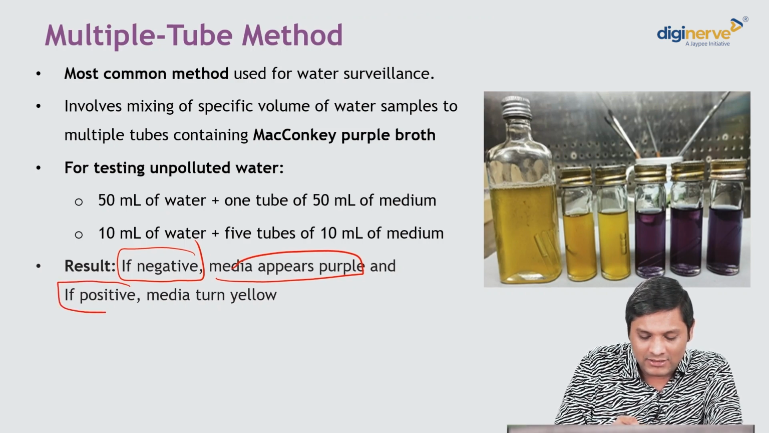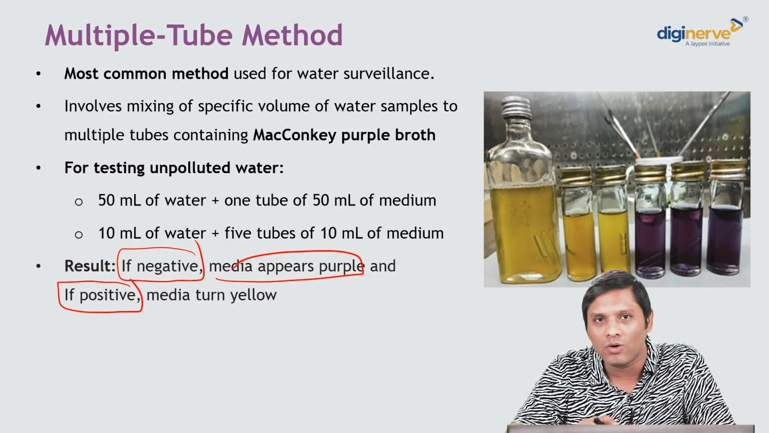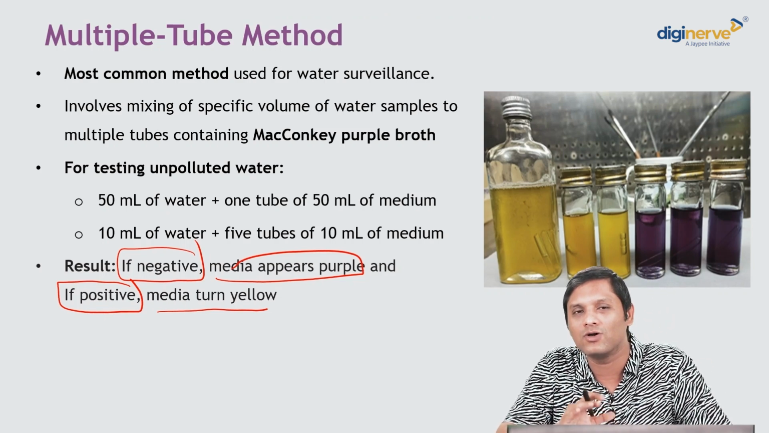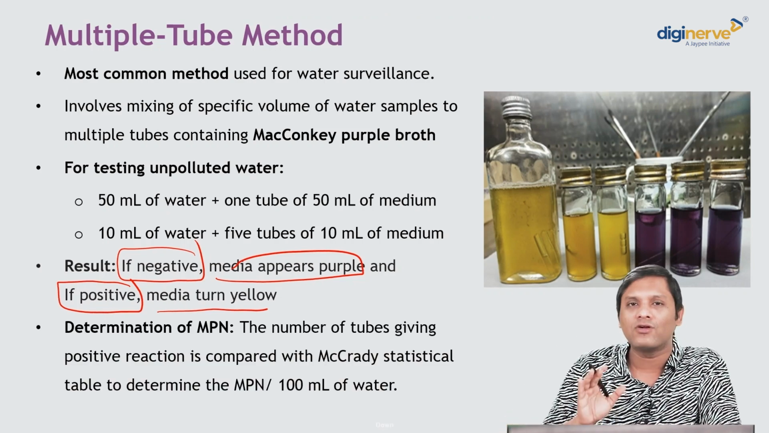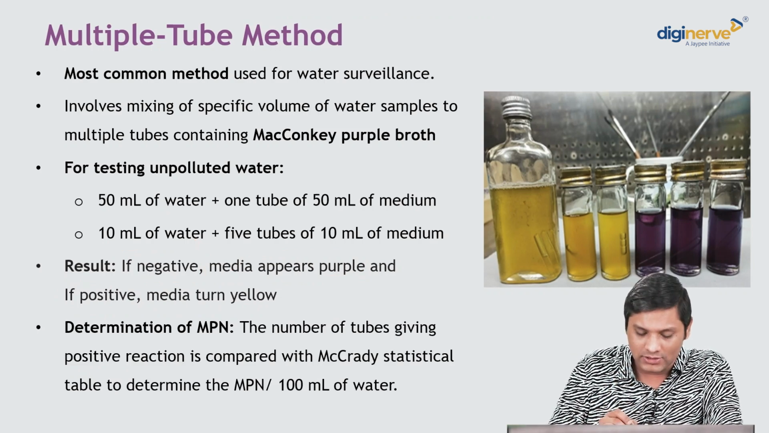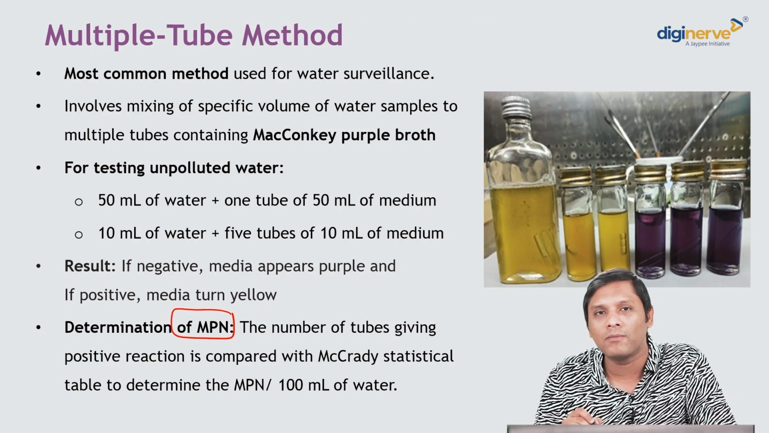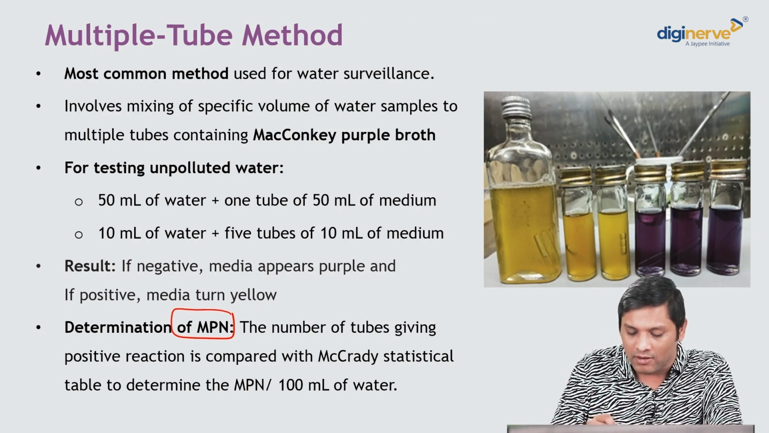Or if the test is positive and the organism has grown, then the media may turn yellow in color. So that is how you have to take the reading. After you take the reading, you have to determine something called the most probable number. Most probable number means what?